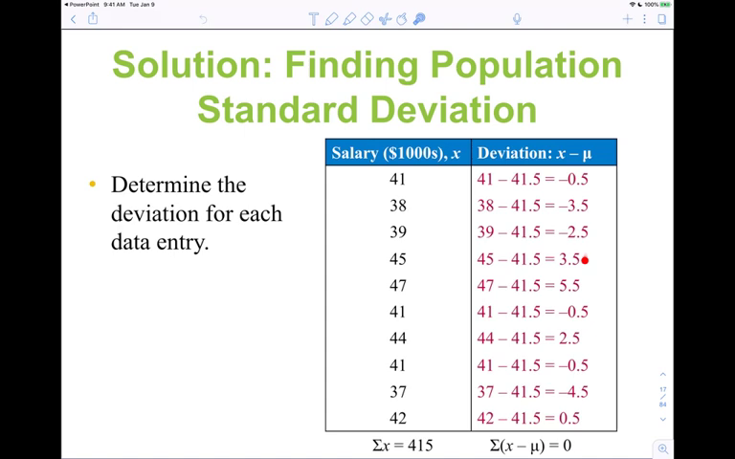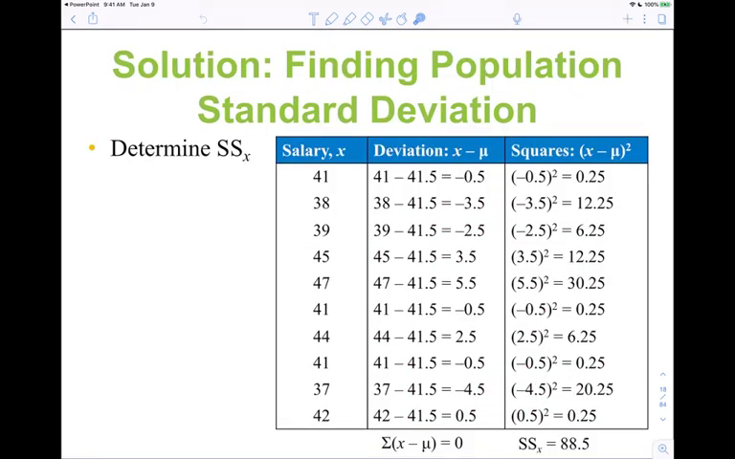Then what we want to do is square those entries. So we're going to say negative 0.5 squared. We're going to square each of those, right? So you see the negative 0.5 squared, we get this. So this is each of those entries squared. Then we want to take the sum of the squares. So we want to add all those up and we get this, right?